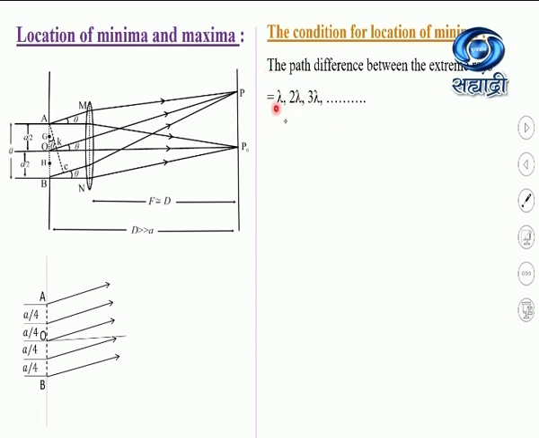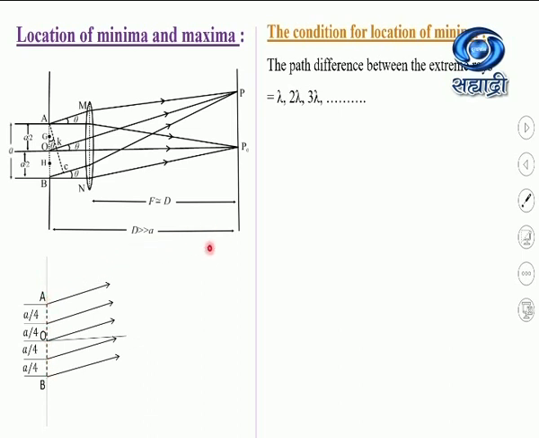Now when the path difference is lambda, we imagine that the slit is divided into 2 equal parts, each of width a by 2. Here, when the path difference is 2 lambda, we assume that the slit is divided into 4 equal parts, each of width a by 4. And therefore, in these 4 equal parts, the path difference 2 lambda also gets divided as lambda by 2 in the first part, lambda in the second part, 3 lambda by 2 in the third part, and 2 lambda in the fourth part. So, we consider different rays originating from different points of the slit.